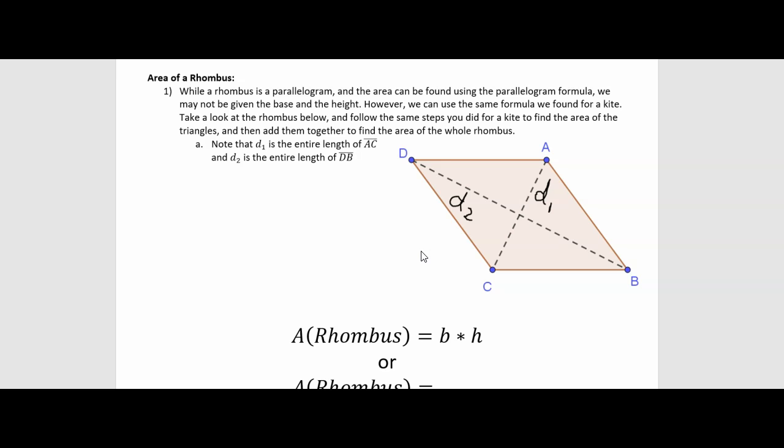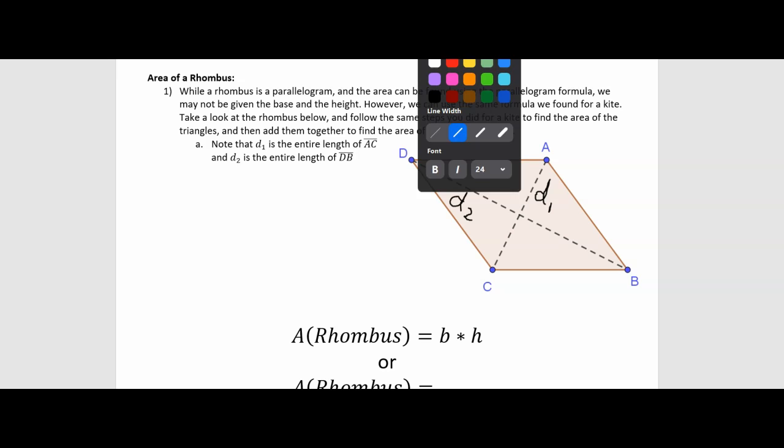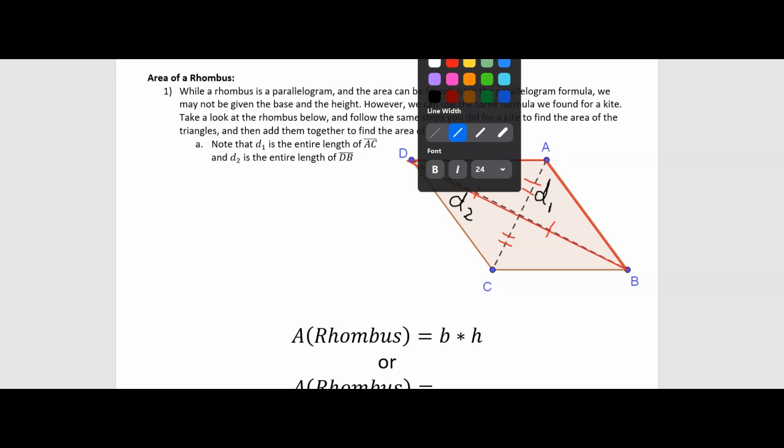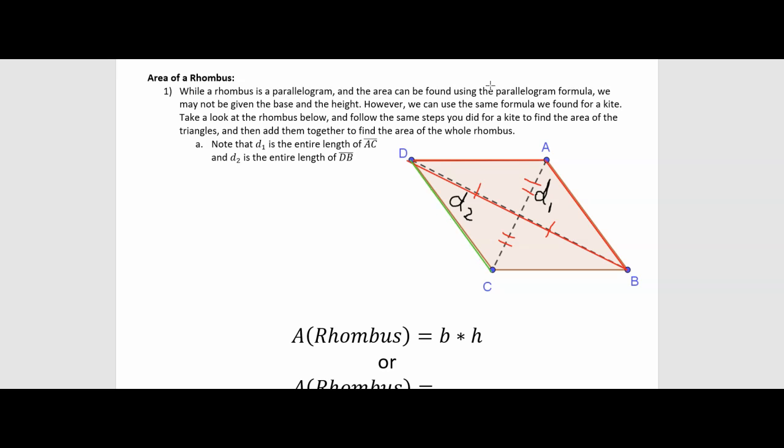Let's say we are given the diagonals of a rhombus instead. Well, using what we know about the diagonals of a rhombus, namely that they bisect each other, and for a rhombus, both of them bisect each other, well, we could create some triangles here and kind of do the same thing we did with a kite. Formula may not come out the same, but it's the same idea.